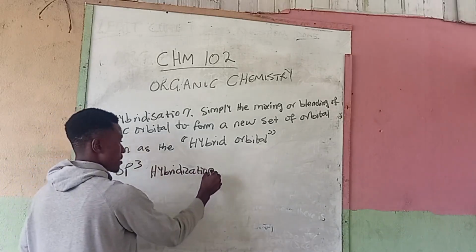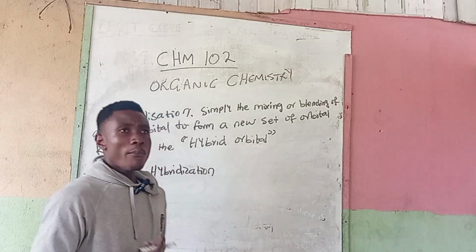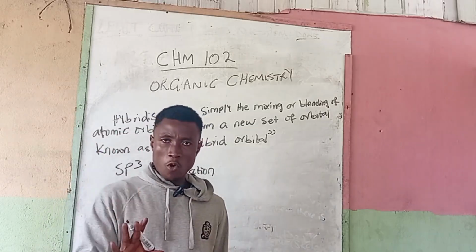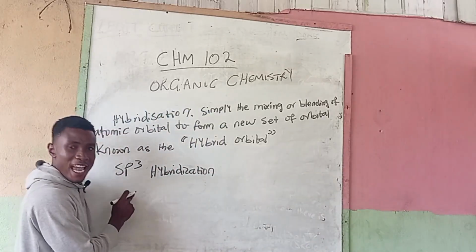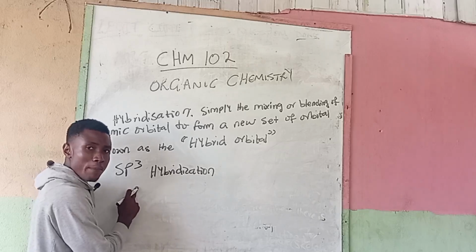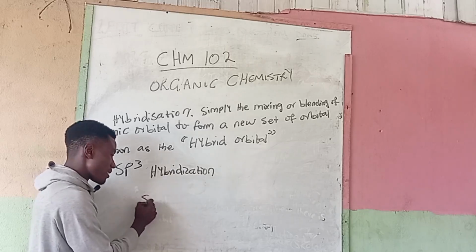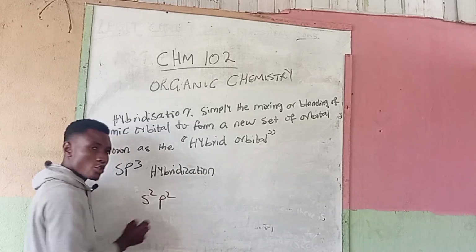The sp3 hybridization. So this is just it. But note, in a normal carbon atom, there are 2 electrons in the s orbital and 2 electrons in the p orbital. That means we are going to have something like this: s2 and p2, right?